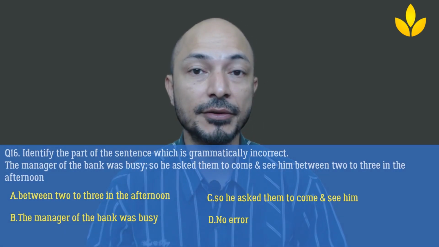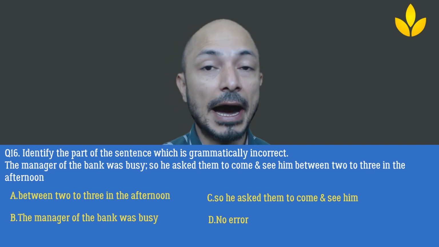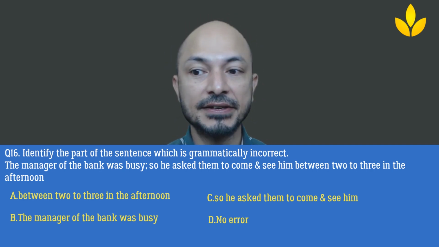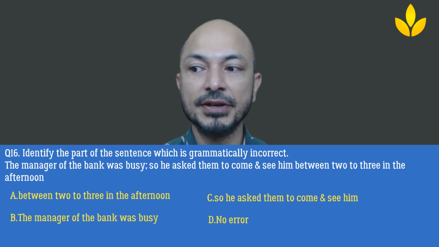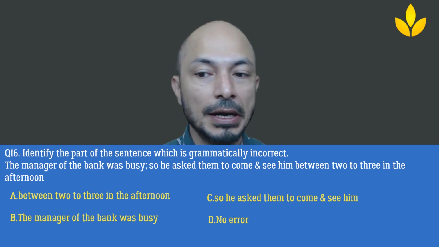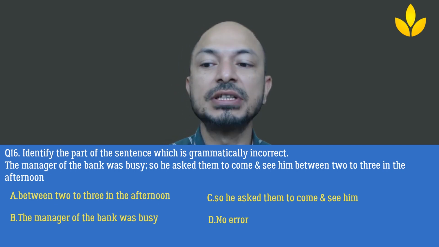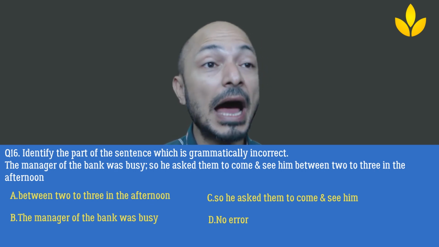Hello, we have come to question number 16 of the verbal section of the Wipro placement papers, and it's again about choosing the grammatically correct or incorrect sentence. So the question asks us, identify the part of the sentence which is grammatically incorrect. And the sentence reads, the manager of the bank was busy, so he asked them to come and see him between 2 to 3 in the afternoon. So A says between 2 to 3 in the afternoon. Is it the grammatically incorrect one? It might be, because we don't say between 2 to 3, we say between 2 and 3.